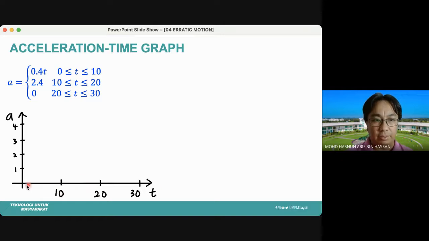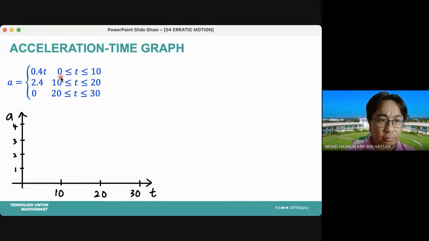Okay, so first we draw the axis of the graph. The x-axis will be the time. Okay, 0 to 10, 10 to 20, 20 to 30. And then you have the y-axis for the acceleration.